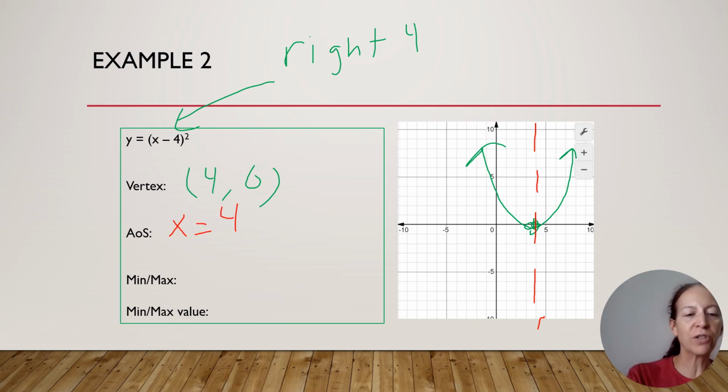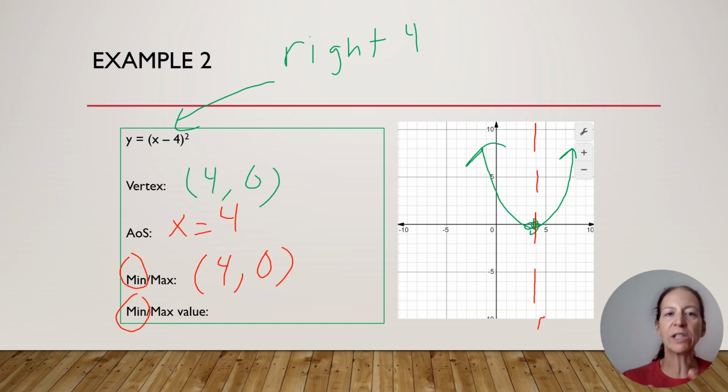In this case, we're dealing with a minimum. So the minimum point on that green parabola there is 4, 0. So it will be the same as the vertex. And in this case, the minimum value, or the lowest point that the parabola reaches, would be y is equal to 0. And I will be picky about your notation on this.